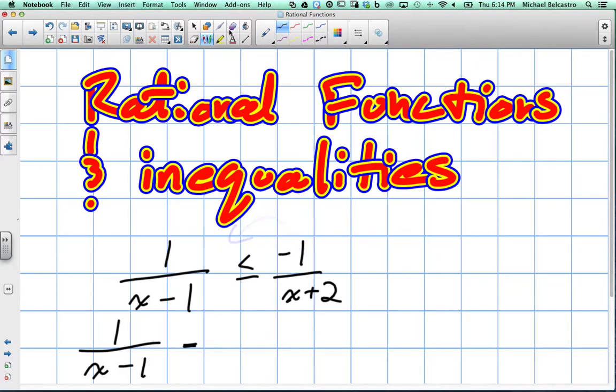And because technically this is negative 1, and you can think of the entire function itself as being negative, so that when it comes over, it ends up being positive. So we have 1 over x plus 2 less than and equal to 0.